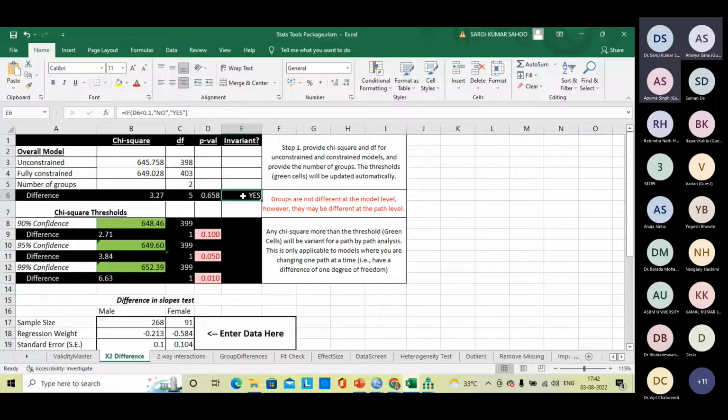Had the invariance testing not been justified, it would automatically show you "No." If there is a significant difference over male and female, it will be written "No." But we win in the invariance testing, hence it is written "Yes."